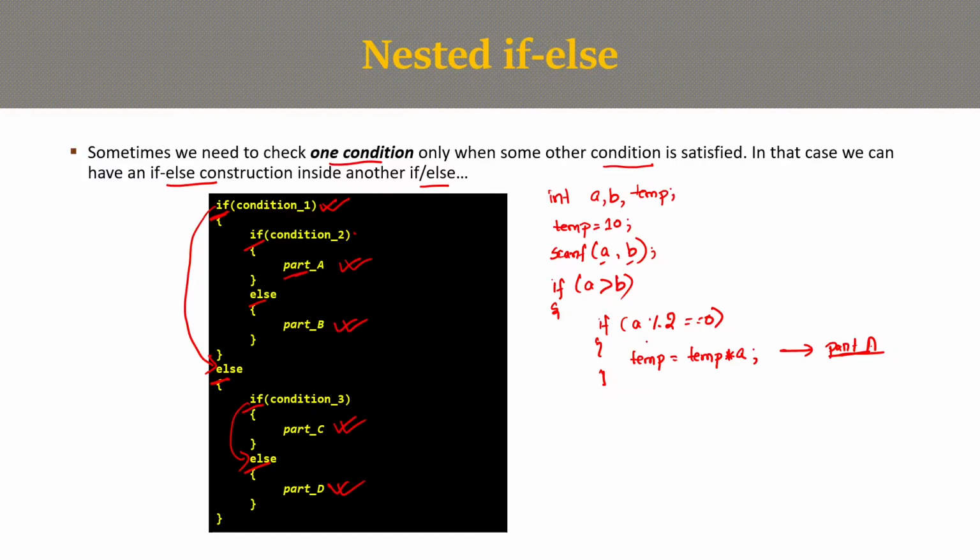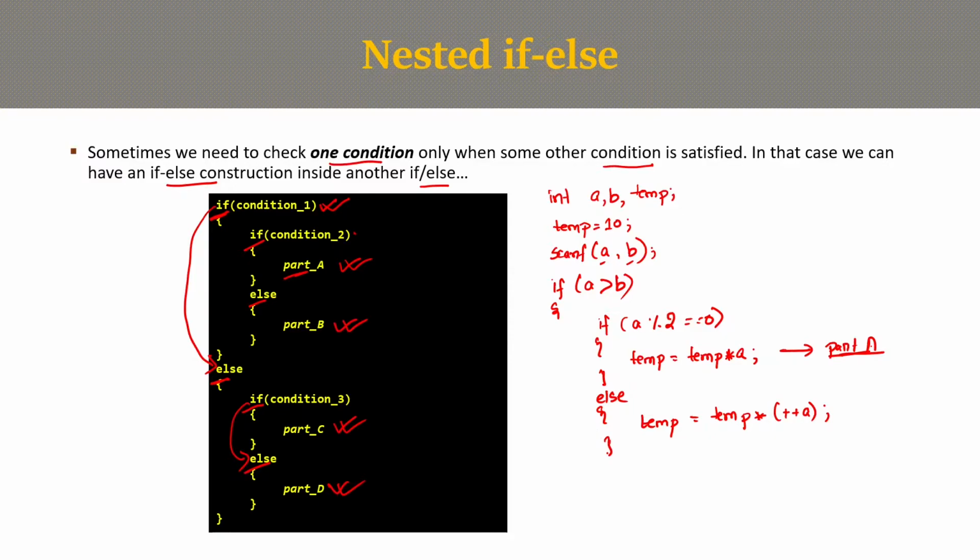Now, if A is not an even number, we want to add 1 with A to make it an even number. So if this condition is not satisfied and A is an odd number, then it will come here in else, right? And in else, we want to increment the value of A by 1. How can we do that? We can just use plus plus A, right? Using this prefix increment operator, we are incrementing the value of A by 1, making it an even number, and then multiplying it with temp.